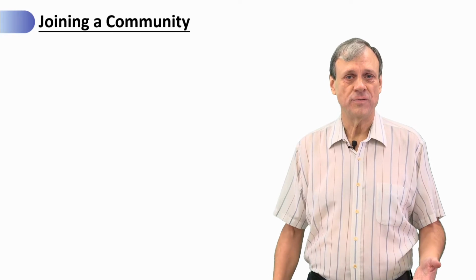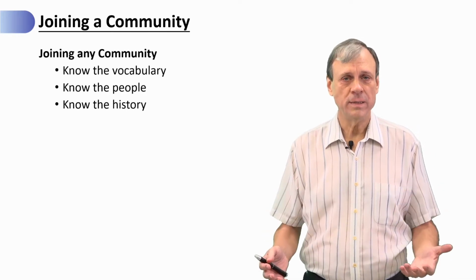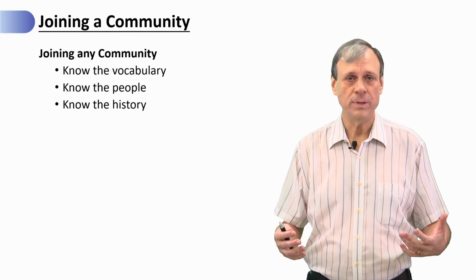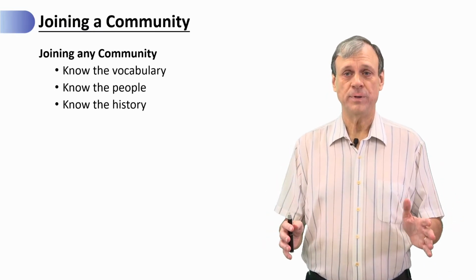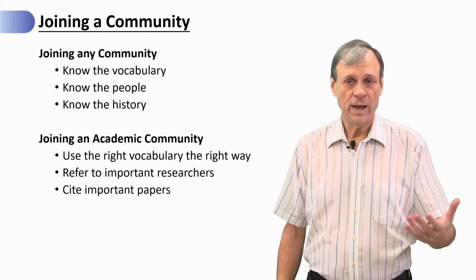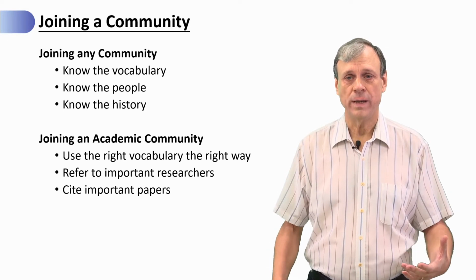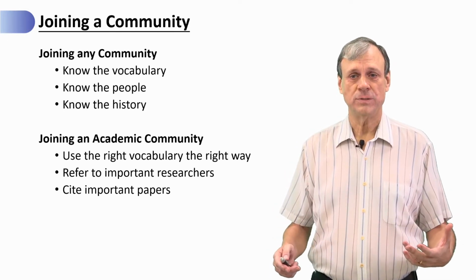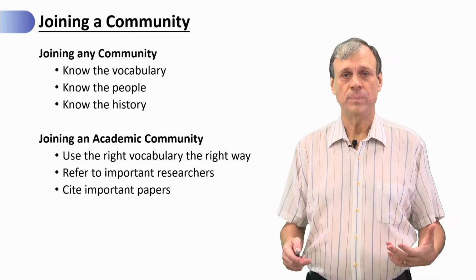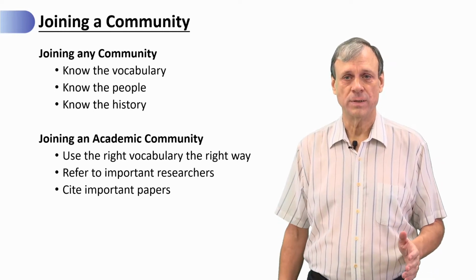And the same is true for an academic community. If you want to join any community, you need to know the vocabulary, the people, the main people involved, and a little bit about the history. So for an academic community, you need to use the right vocabulary, the right way, referring to the important researchers in the field, citing the important papers. This is what you do in the introduction of a research article.